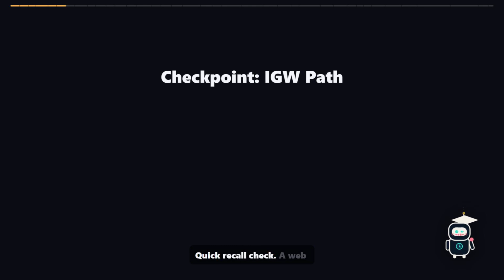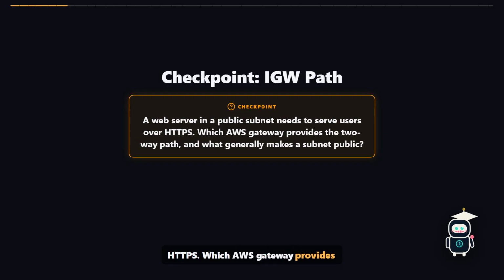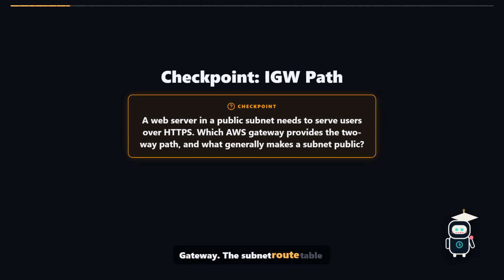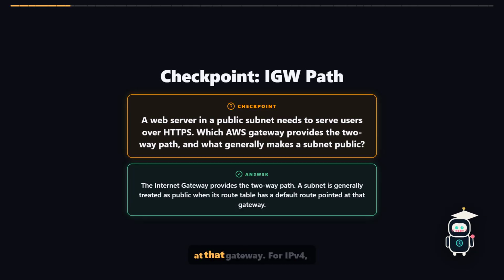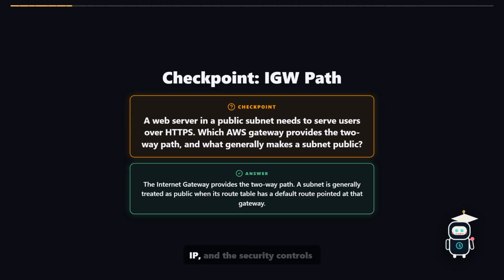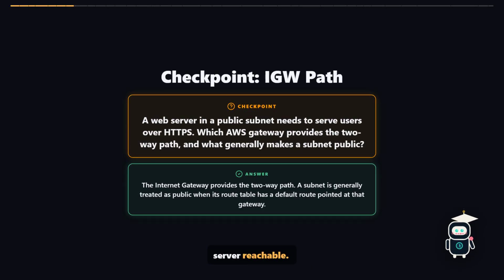Quick recall check. A web server in a public subnet needs to serve users over HTTPS. Which AWS gateway provides the internet path? And what must be true before users can actually reach that server? The gateway is an internet gateway. The subnet route table must point its default route at that gateway. For IPv4, the instance also needs a public IPv4 address or elastic IP, and the security controls must allow HTTPS. A route alone does not make the server reachable.